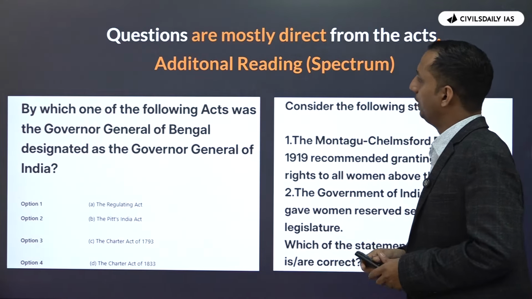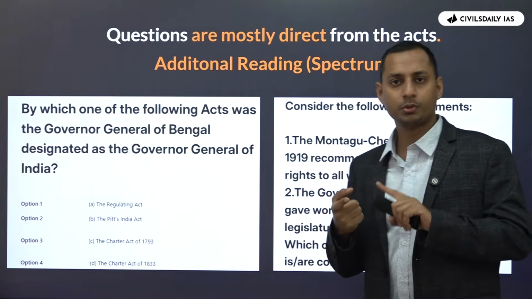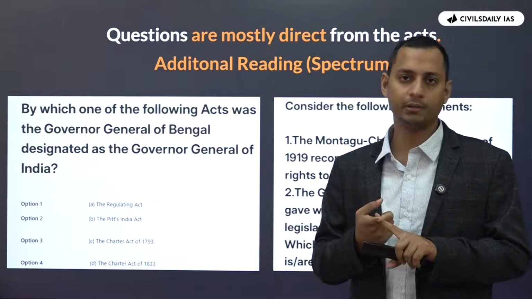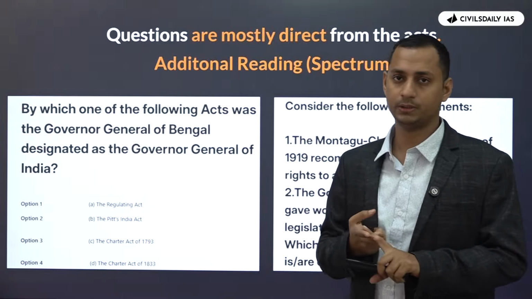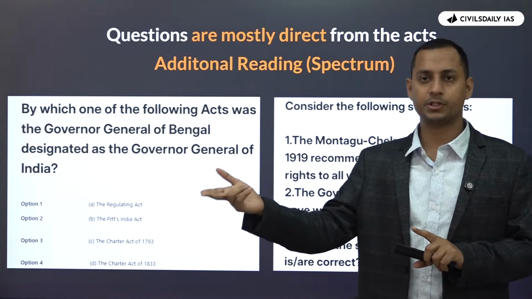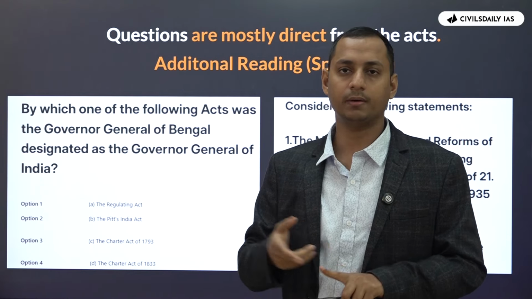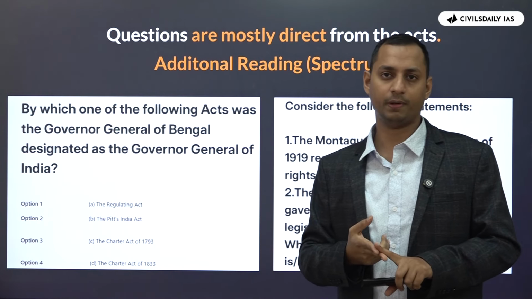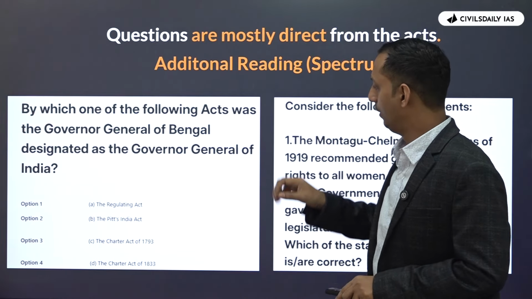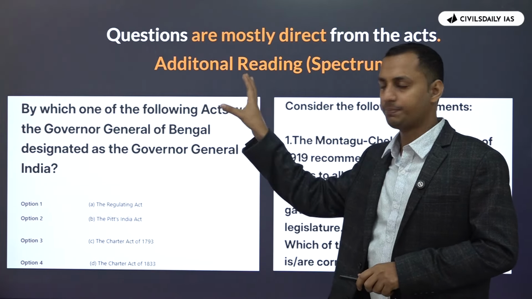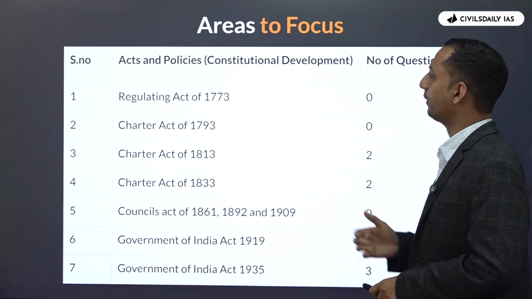You can see here, mostly the questions are from the acts, but you should not restrict yourself to the information given in Laxmikanth only. You should be reading the Spectrum information as well. Even in our exam, which comes on the 5th of January, you should have read the acts from Spectrum as well, because we have taken certain facts from Spectrum. So additional reading is required. You have to read Spectrum as well. Most of the questions are very factual, very direct.